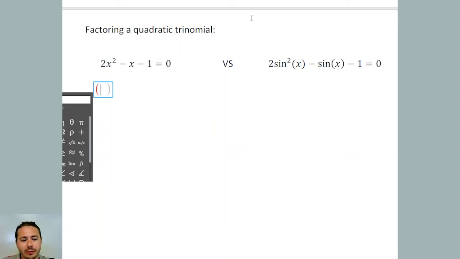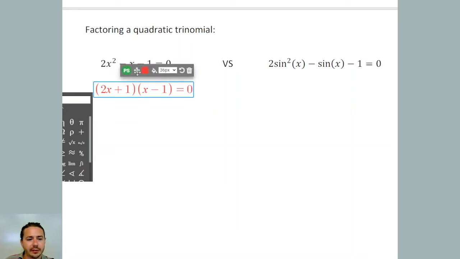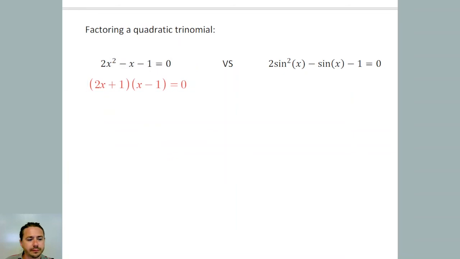Maybe you need a little bit of practice, but for the most part, I'm going to assume this is something that you're coming with me knowing how to do. So this one would factor as 2x plus 1 times x minus 1 equals 0. And so here we can use the zero product property again, just like in the last one. And we're going to set both of these equal to 0.